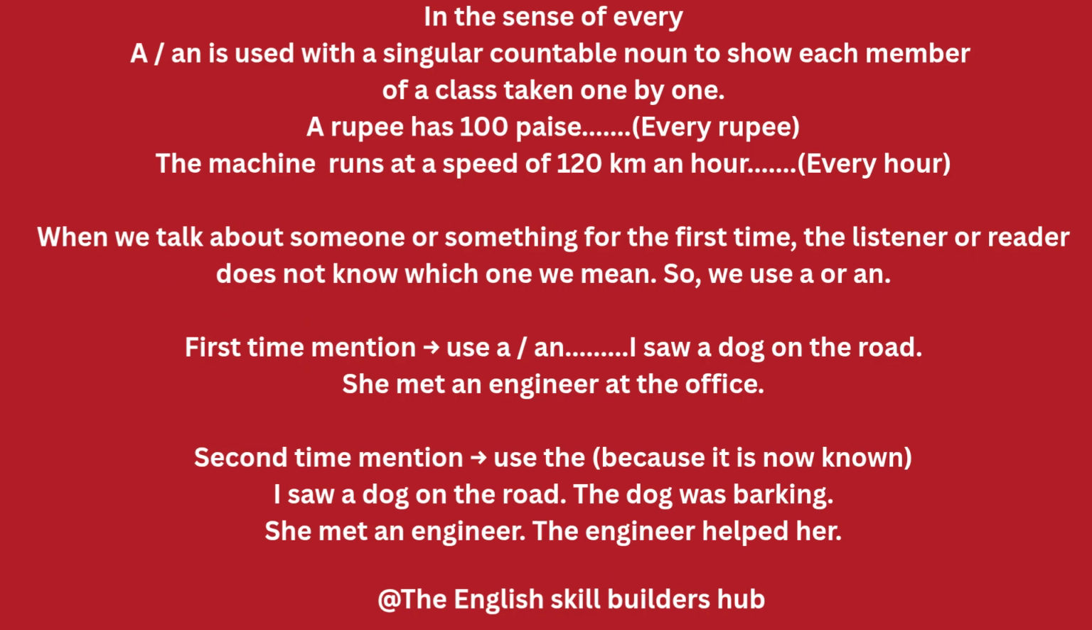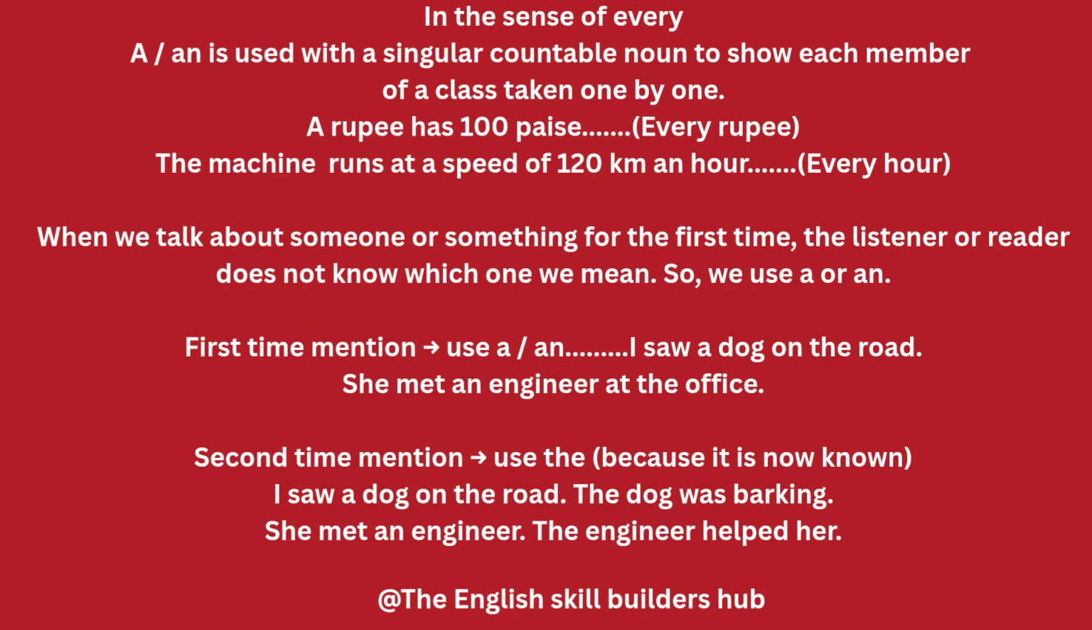When we talk about someone or something for the first time, the listener or reader does not know which one we mean, so we use a or an. When mentioned for the first time, we should use a or an based upon the sound. I saw a dog on the road. She met an engineer at the office. This is the first time, that is the reason we use a or an. When mentioned a second time, we should use the. I saw a dog on the road, that is the first time.